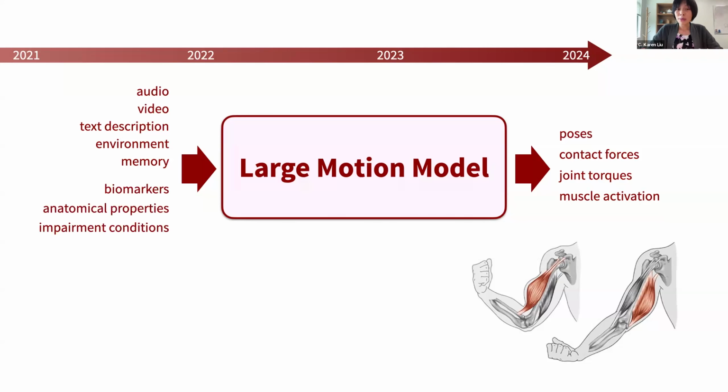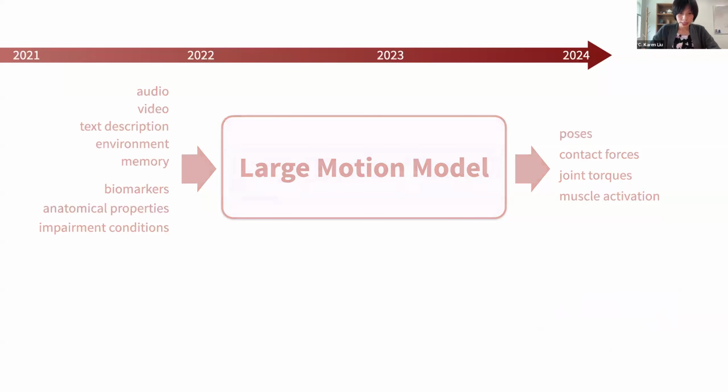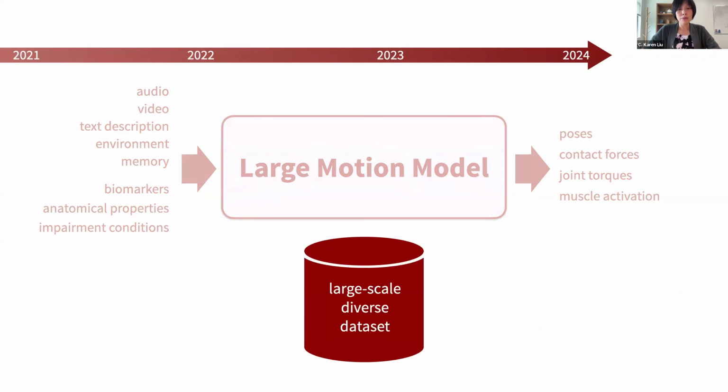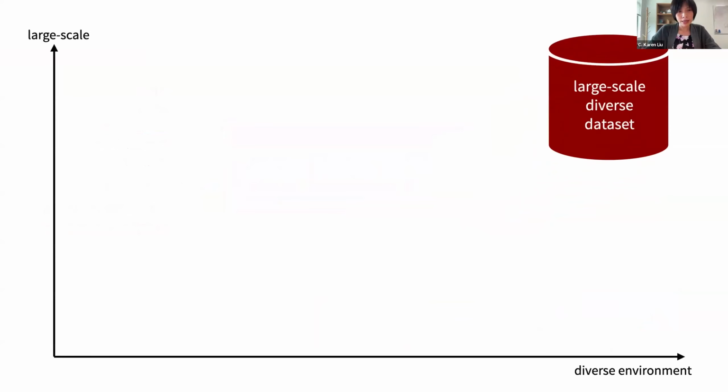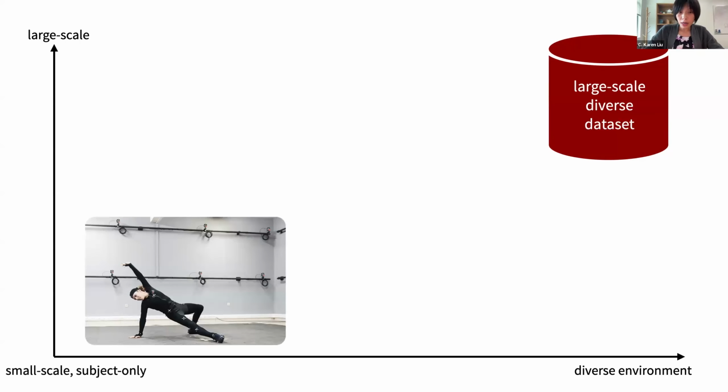Of course, none of this would be feasible if we don't have training data. Moreover, the training data has to be very large in scale and highly diverse. Think about the internet-scale training data for ChatGPT. In the context of human motion, this training data set has to contain hundreds of hours of 3D human motion, and a wide variety of activities in diverse environments. In contrast, the human motion data collection pipeline is designed to collect a small-scale data set with only the subjects in the scene and no environmental context.